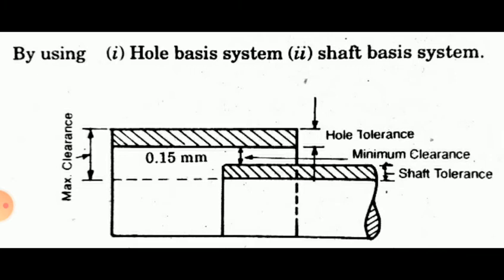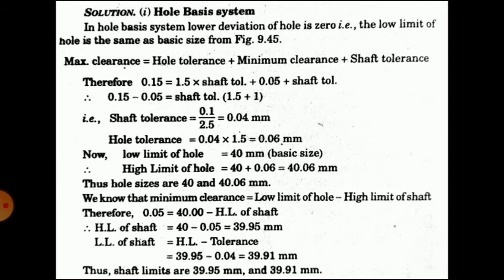You will get the maximum clearance. So maximum clearance is given, that is 0.15. Then hole tolerance is given as 1.5 times shaft tolerance, plus minimum clearance is given as 0.05 plus shaft tolerance. So by calculation you will get the shaft tolerance, that will be equal to 0.04 mm. Now you can calculate the hole tolerance, that is 1.5 times the shaft tolerance, that will be equal to 0.06 mm.